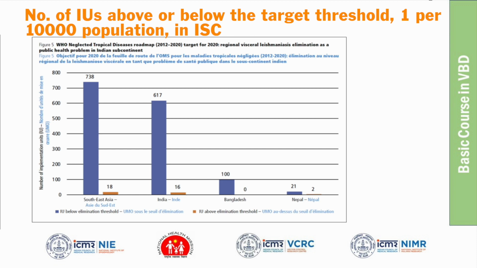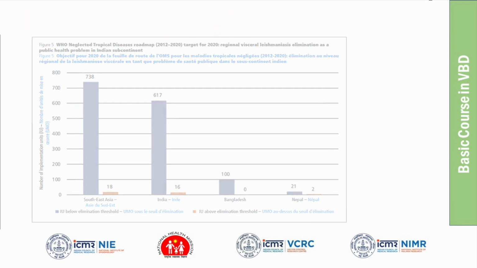And in Bangladesh, almost all the 100 IUs are below the elimination threshold of 1 per 10,000 population. And in Nepal, only 2 out of 23 IUs are above 1 per 10,000 population. So both Bangladesh and Nepal have almost reached the stage of elimination, whereas our country is the highest burden country, which still has 18 IUs that are more than 1 per 10,000 population, the elimination threshold for achieving the elimination goal.